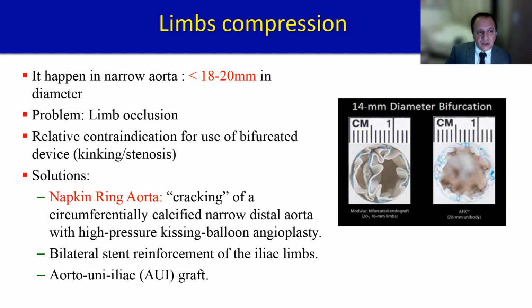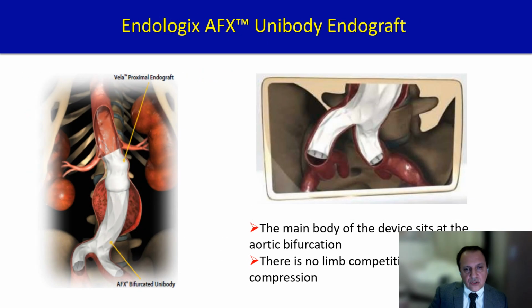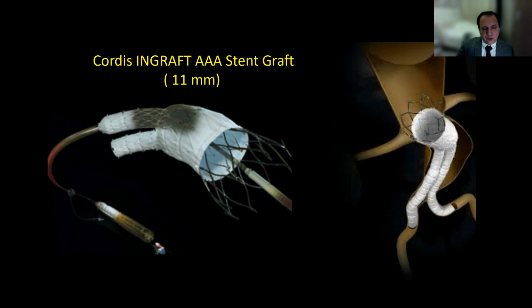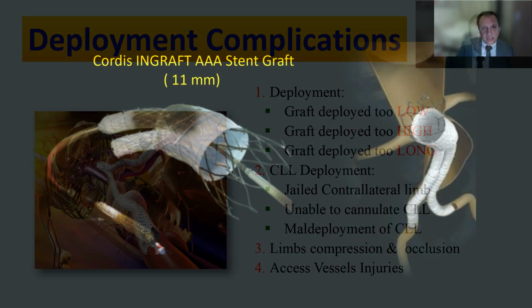But one of the solutions you can do is a napkin ring aorta, by cracking the circumferential calcification of the aorta with two high pressure balloons. But you have to do that after you put in the EVAR, not before, otherwise you end with aortic rupture. And some people use bilateral stent reinforcement of the iliac limbs. But if you want to be on the safe side, the best way is to use an aortoiliac system and fem-fem bypass. Or you can use Endologix or InGraft from Cordis, because they have a short limb and a small limb that can fit in the narrow aortic bifurcation.